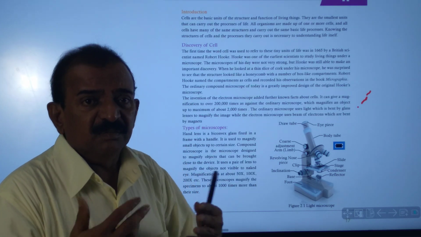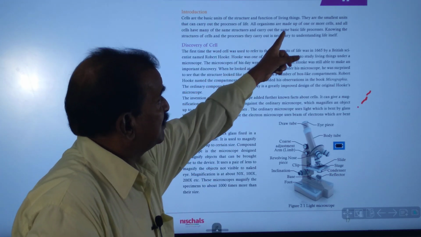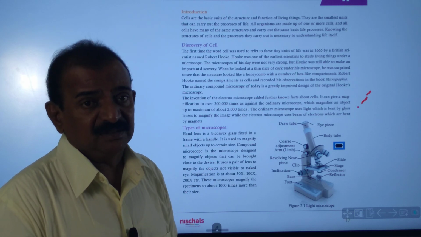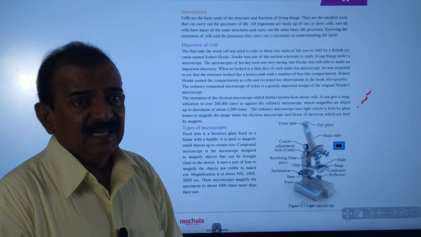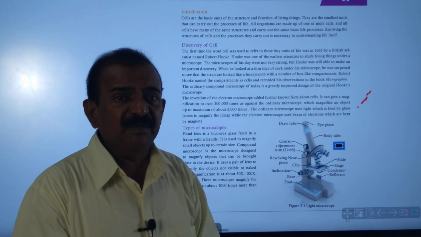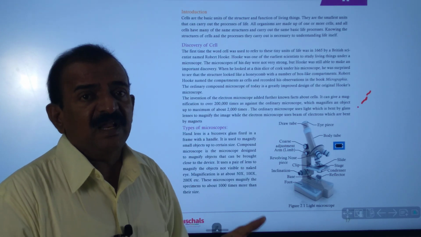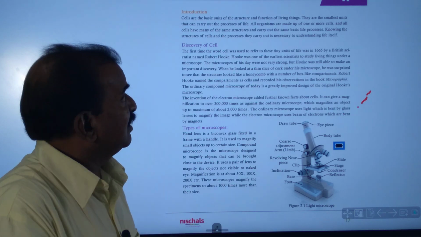So what cell organelles are there in a cell? All organisms are made up of cells. Multicellular organisms have more than one cell, and unicellular organisms have only one cell. Examples of unicellular organisms are amoeba and paramecium. Examples of multicellular organisms are all animals and plants. They have many cells, so they are called multicellular organisms.